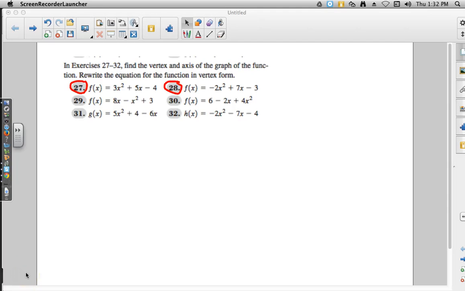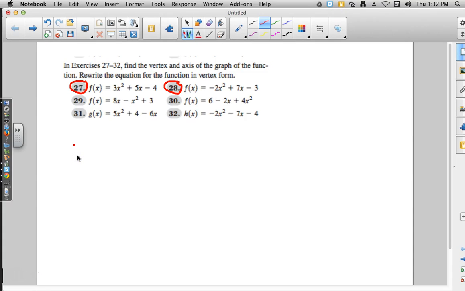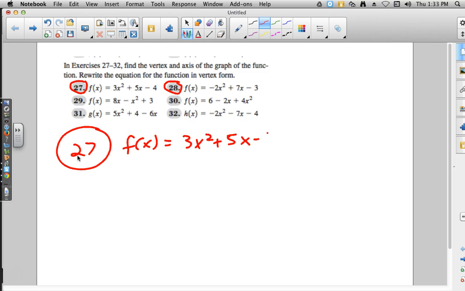These are the frequently asked questions for pre-calculus for section 2-1, day 2. And starting with number 27, we have find the vertex and axis of the graph of the function. Rewrite the equation for the function in vertex form. F of x equals 3x squared plus 5x minus 4.